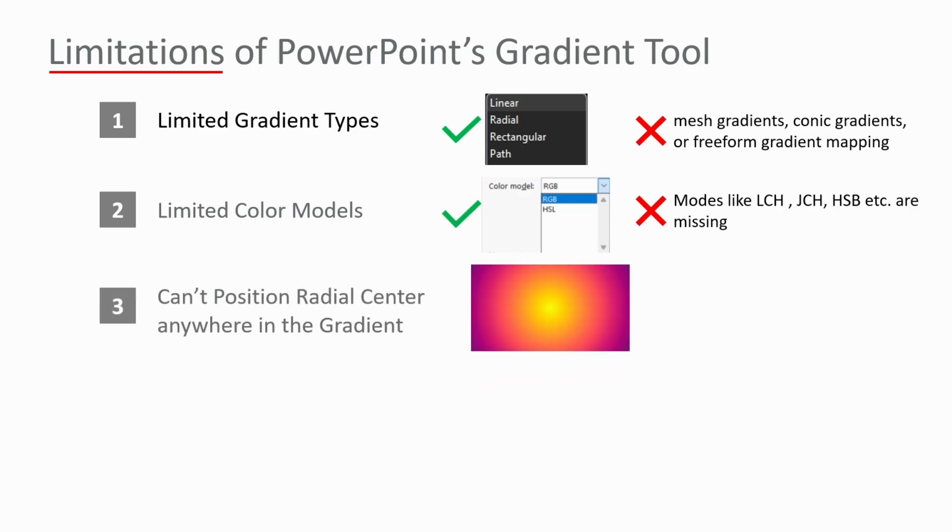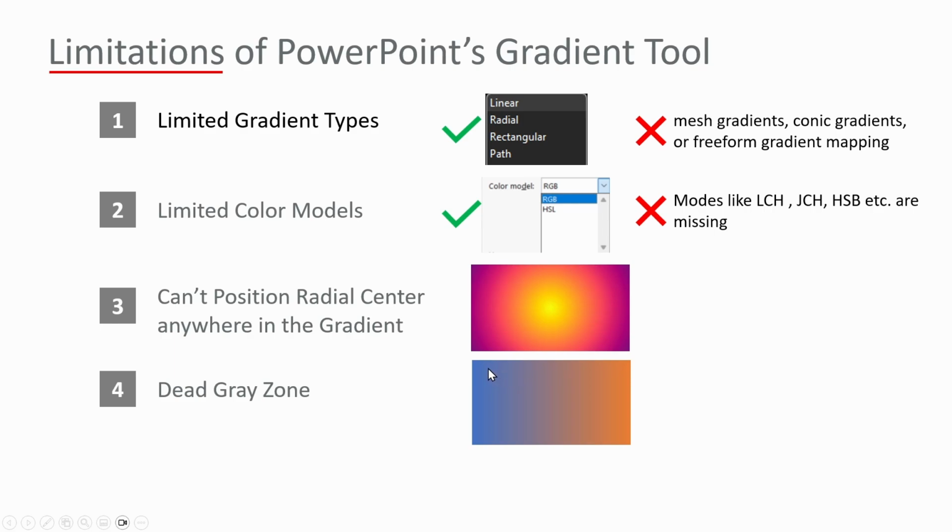Number three, when it comes to radial gradient type in PowerPoint, we have a bunch of presets of where this source point can lie. One is at the center, and there are 4 more presets which allow us to move this center in these 4 corners. Other than that, you have no control over where you want to place this center. So if you wanted to place this here, there is no easy way to do this.